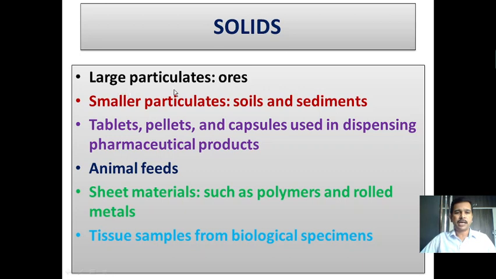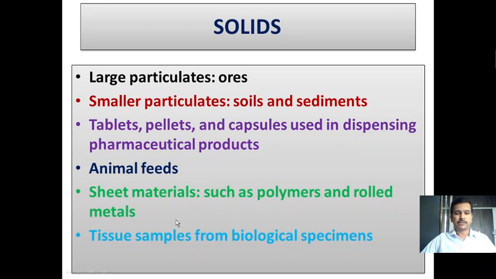The solid samples which have large particulates, such as ores, we will be handling, because analysis of ore is an important task in any laboratory. And even solid samples which have small particulates, such as soils and sediments, we may have to analyze. And even tablets, pellets, capsules which are used in pharmaceutical industries and which are sold. So quality control laboratories will be handling these tablets, pellets and capsules. So how to handle them in order to implement the sampling plan? And even animal feeds which are solid in nature.